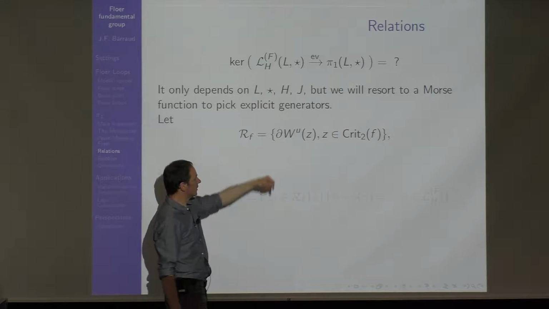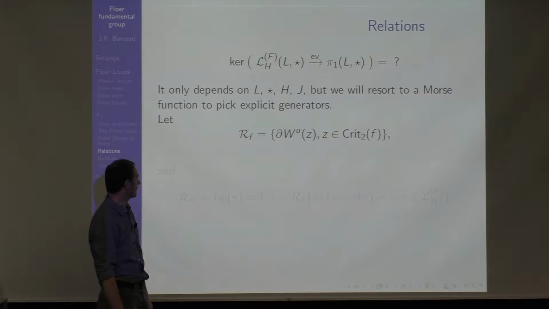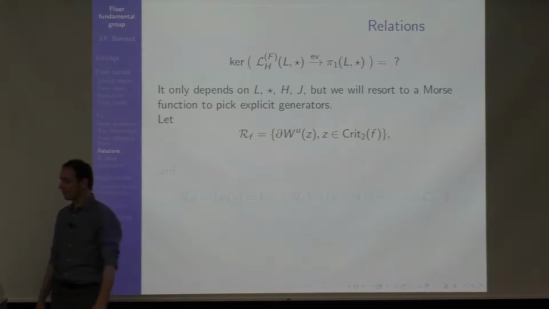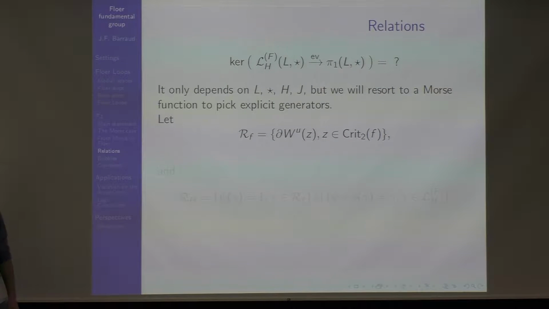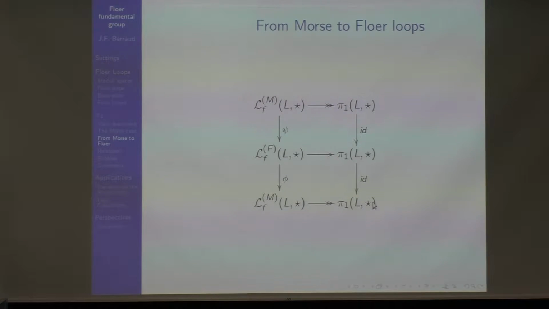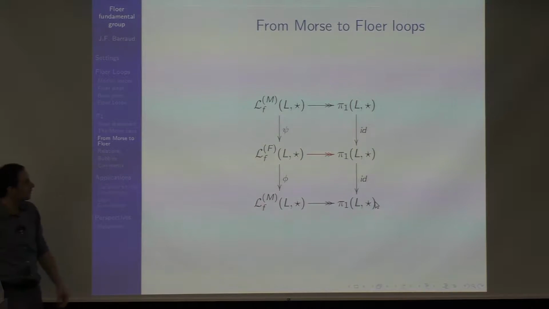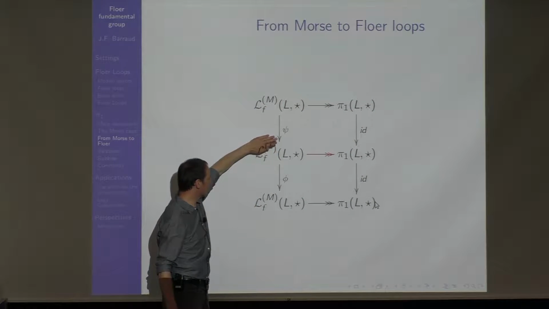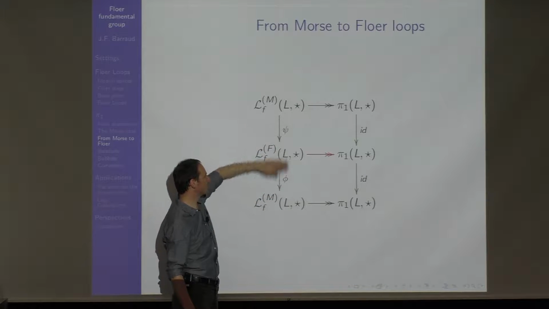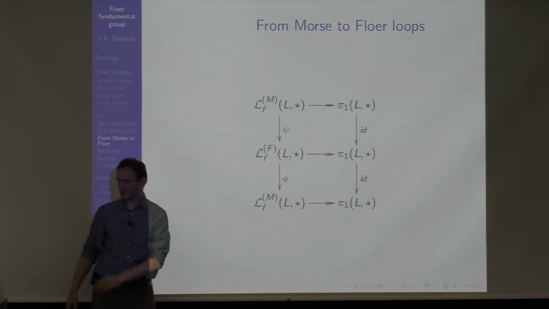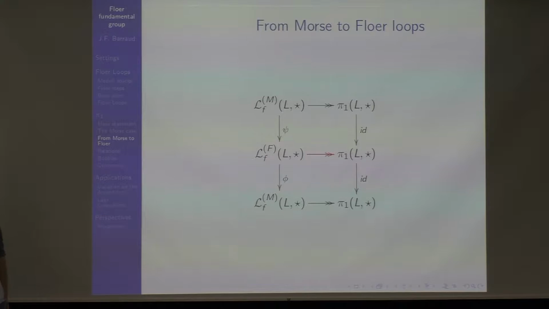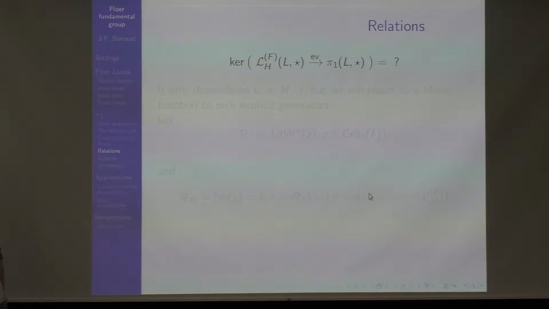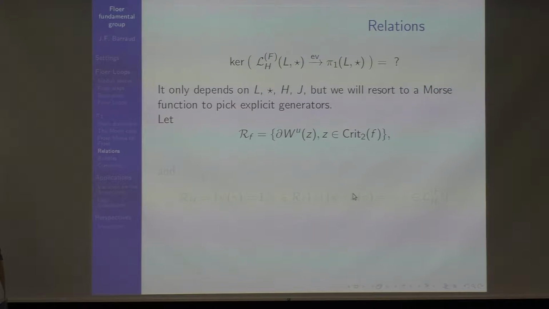And these loops somehow generate the relations. And because of the diagram we had on the previous slide, you know that if you can go from Floer to Morse, and from Morse to Floer, you can iterate this in whichever manner you want. So if you know the Morse relation, you will know the Floer relation.